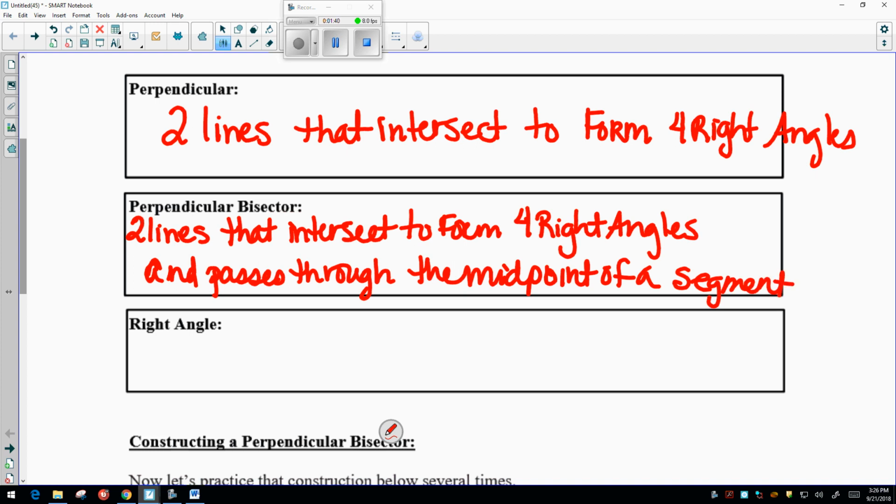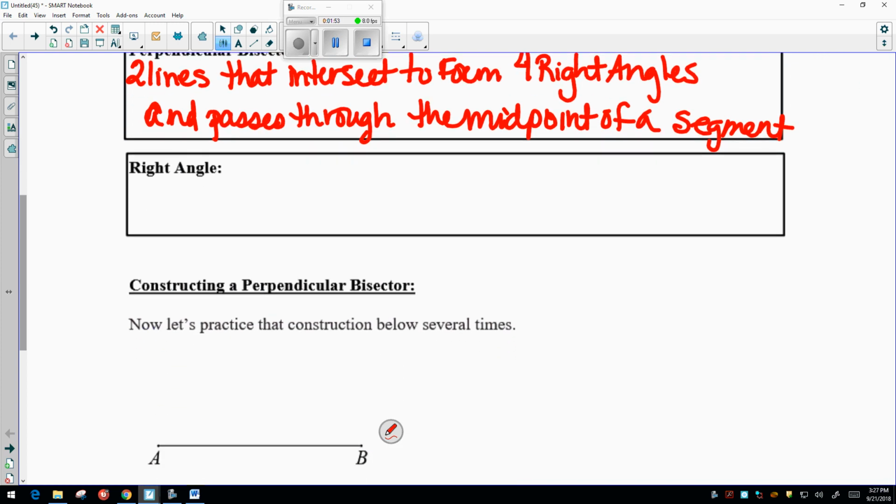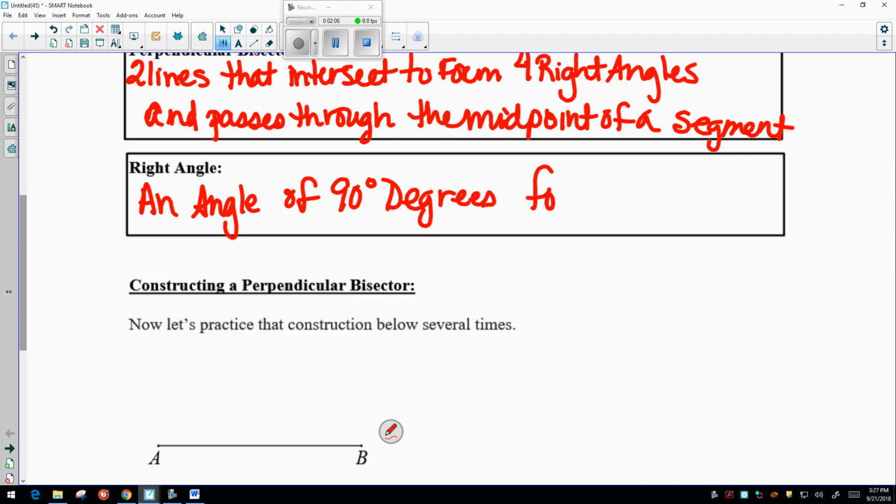So when we're saying two lines back here, one's really going to be a line segment, and the other one would be a line. We'll see that when we actually do the construction. Now, a right angle is just an angle of 90 degrees. And maybe make a little note that these are formed by perpendicular lines. Okay. So we're going to go through that construction.